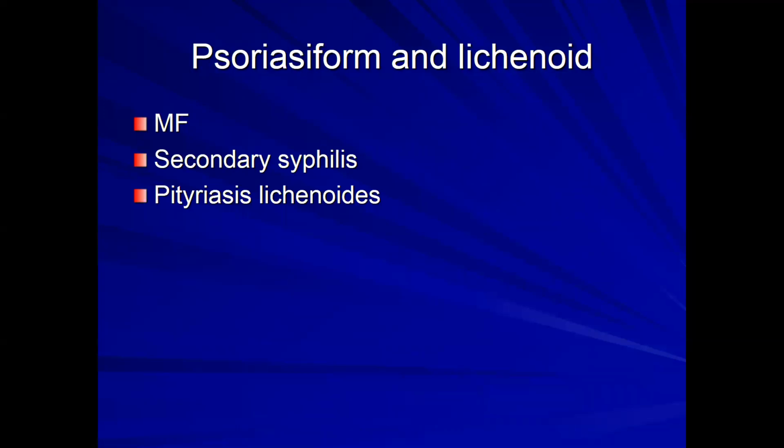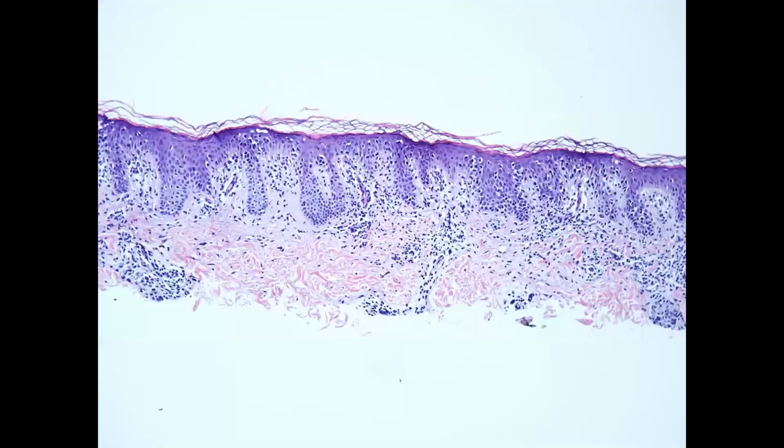Sometimes you'll have combined patterns. So if you have psoriasiform epidermal hyperplasia and a lichenoid infiltrate, then you might think of this differential of mycosis fungoides, secondary syphilis, and pityriasis lichenoides. So this is mycosis fungoides, and you can see the psoriasiform epidermal hyperplasia is slightly unusual in that your rete ridges are long and thin as opposed to being long and fat. And then you have this lichenoid infiltrate of these lymphocytes kind of obscuring your dermoepidermal junction, but they're obviously very big and large compared to these cells down here in the dermis.